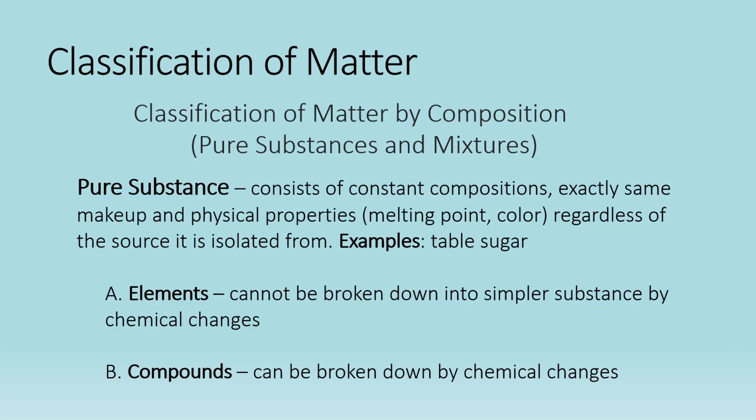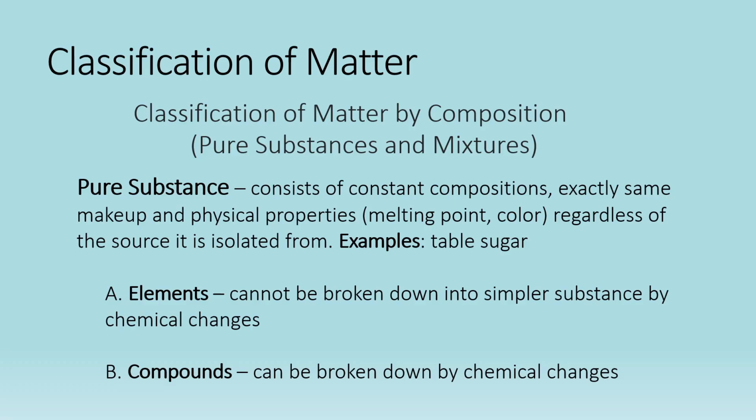In this slide, I'll be talking about the classification of matter by composition, and the two main types are pure substances and mixtures. But in this slide, I will only be covering pure substances, and in the future slide, I'll be covering mixtures. Pure substances consist of constant compositions, exactly the same makeup and physical properties like melting point and color, regardless of the source that it is isolated from. An example would be table sugar.